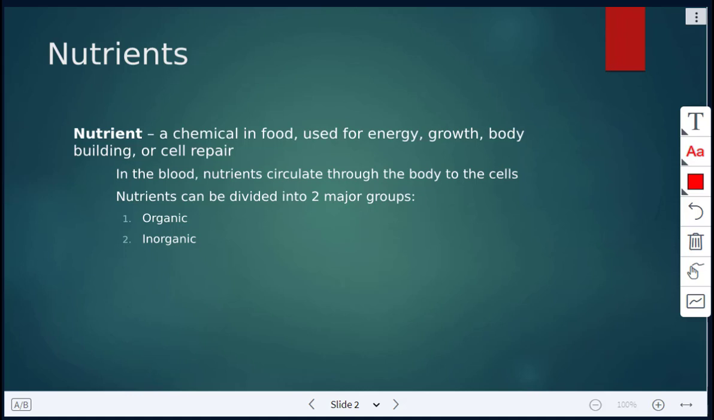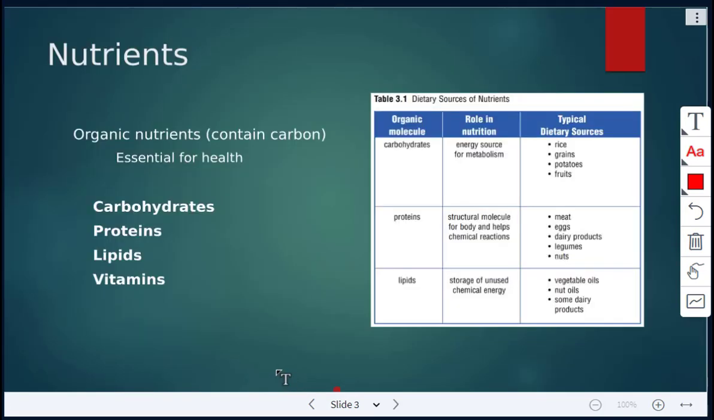So in our blood, these nutrients circulate through the body to all of the cells in our body. All right, so the nutrients can be divided into two major groups, the organic and the inorganic. And let's talk about the organic nutrients. So organic nutrients contain carbon. That's how you know they're organic, and they are essential for health. And they consist of carbohydrates, proteins, lipids, and vitamins.